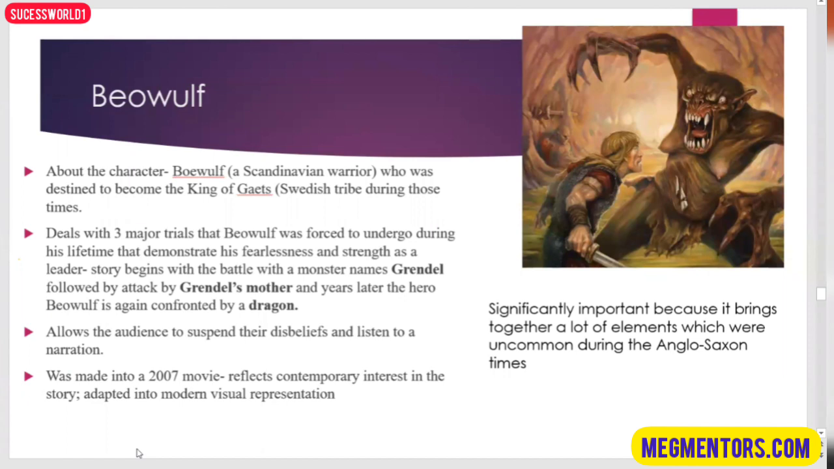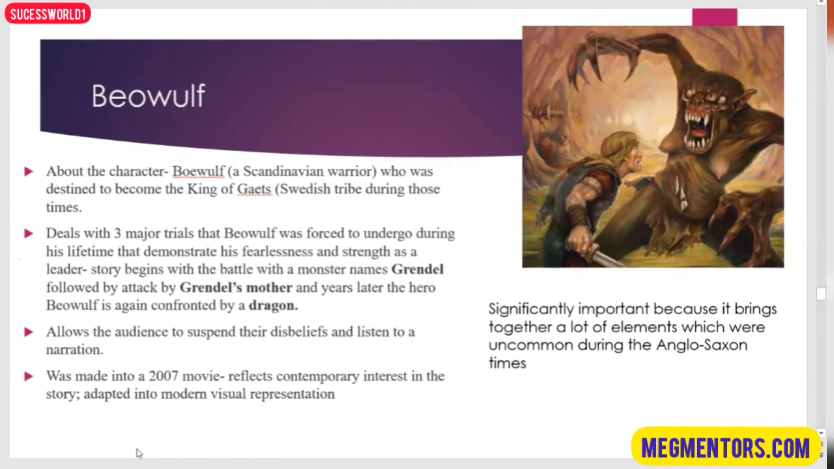There is this character, Beowulf. It is about the titular character, Beowulf. He is a Scandinavian warrior who was destined to become the king of the Geats. The Geats were a Swedish tribe during those times. This warrior, Beowulf, has three major trials in the course of the narrative. The story begins with the battle with the monster Grendel, followed by an attack with Grendel's mother.